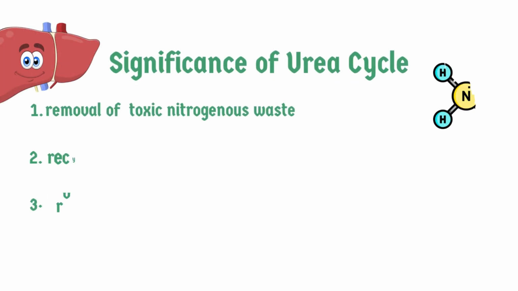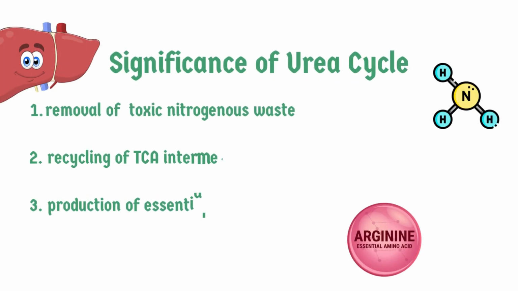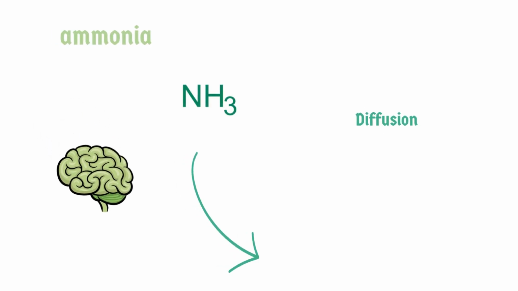Urea cycle is a biological pathway that converts the toxic ammonia into a less toxic and water-soluble form, urea, that can be secreted out as urine. Along with that, urea cycle is also important for recycling the intermediates of the citric acid cycle and the production of arginine. Why is there a need to convert ammonia into urea?